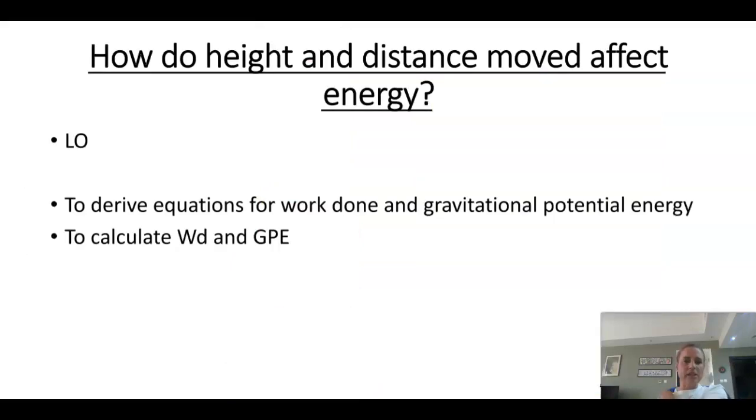So today's title: how do height and distance moved affect energy? Our lesson objectives for today, we're going to derive, that means figure out, some equations for work done and gravitational potential energy. And then we're going to practice some calculations for work done and gravitational potential energy. Some of the lesson work you will be putting into your books, and then some of it on Microsoft Forms that you can find in Teams will be a quiz, and you will practice answering some questions.